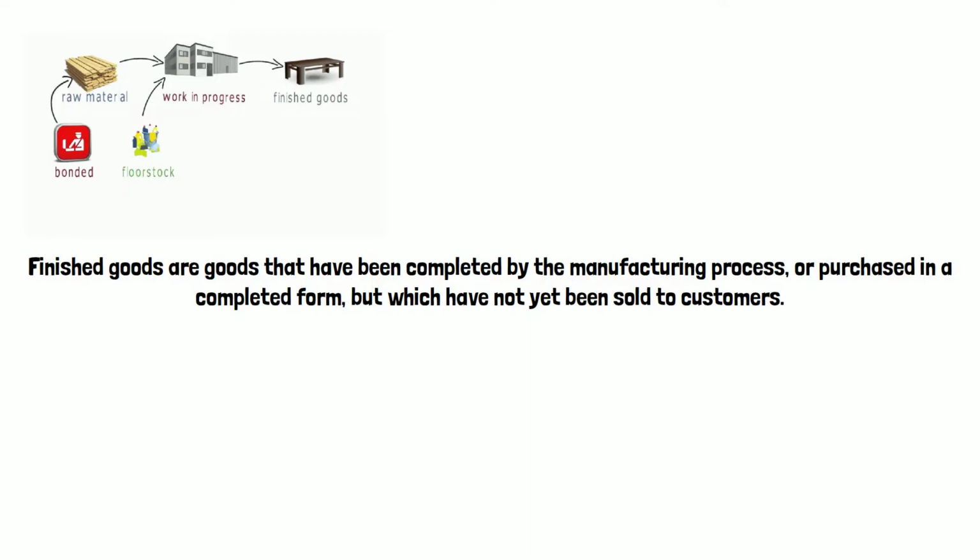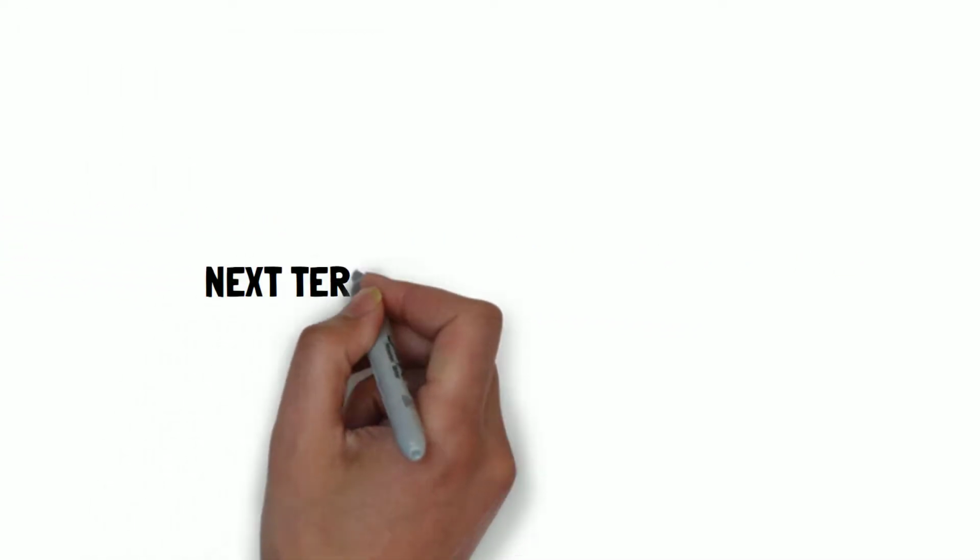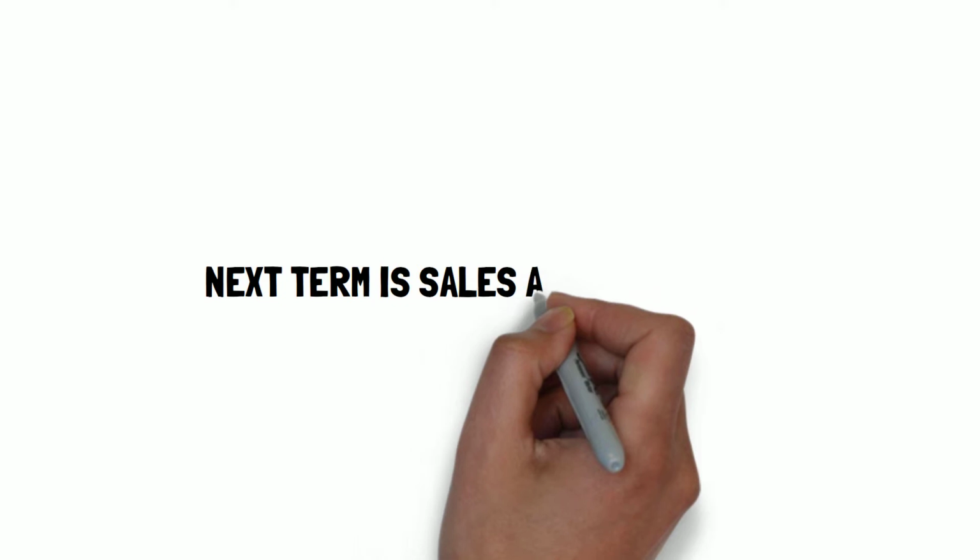In those sectors you will not find work in process or the raw material. Next is sales and purchase. Sales means selling of the stock, and purchase means purchasing of the inventory or the stock.